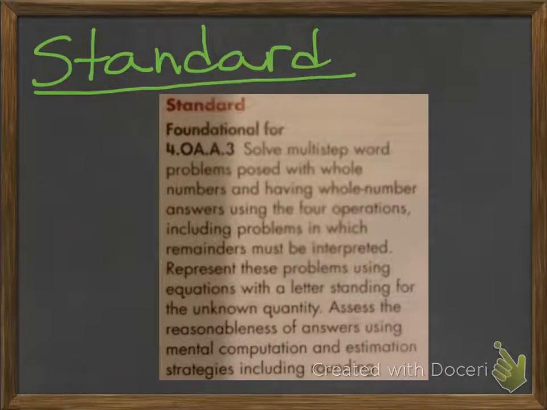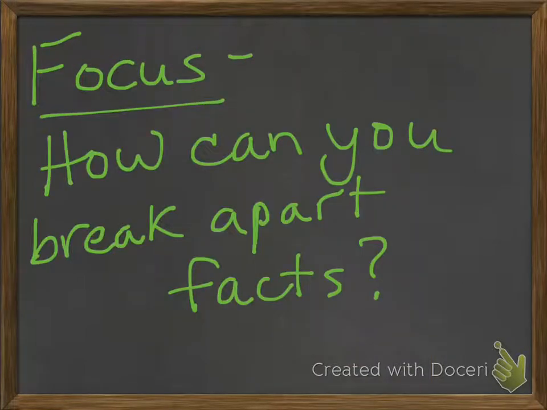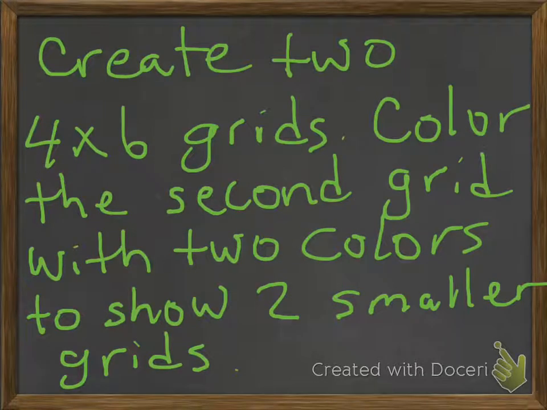Now, our standard is the 4.OA.A.3, and again, we're going to solve multi-step word problems posed with whole numbers and having whole number answers using the 4 operations, which are adding, subtracting, multiplying, and dividing. And we're focusing on multiplication here. Our focus is, how can you break apart facts? So let's take a look at our first problem here.